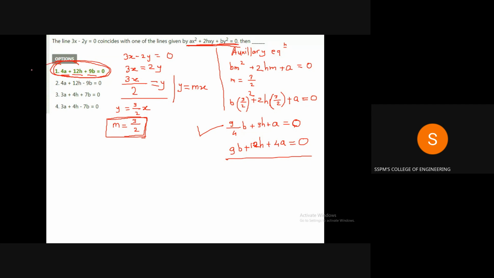Okay, so remember this equation. The basic equation of a line is y is equal to mx. This m is known as slope, and the auxiliary equation is bm square plus 2hm plus a is equal to 0, and this is the standard equation of joint lines. Okay, ax square plus 2hxy plus by square is equal to 0.